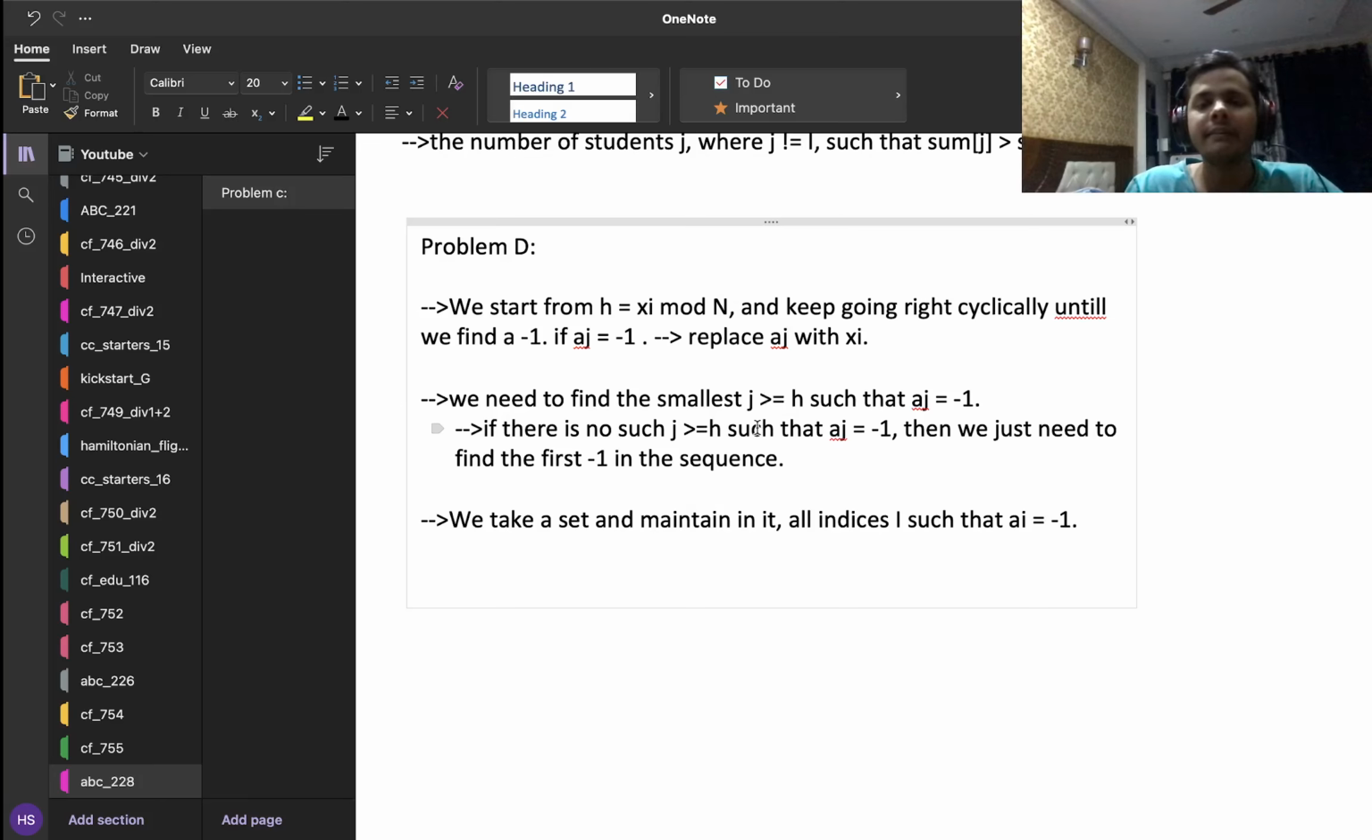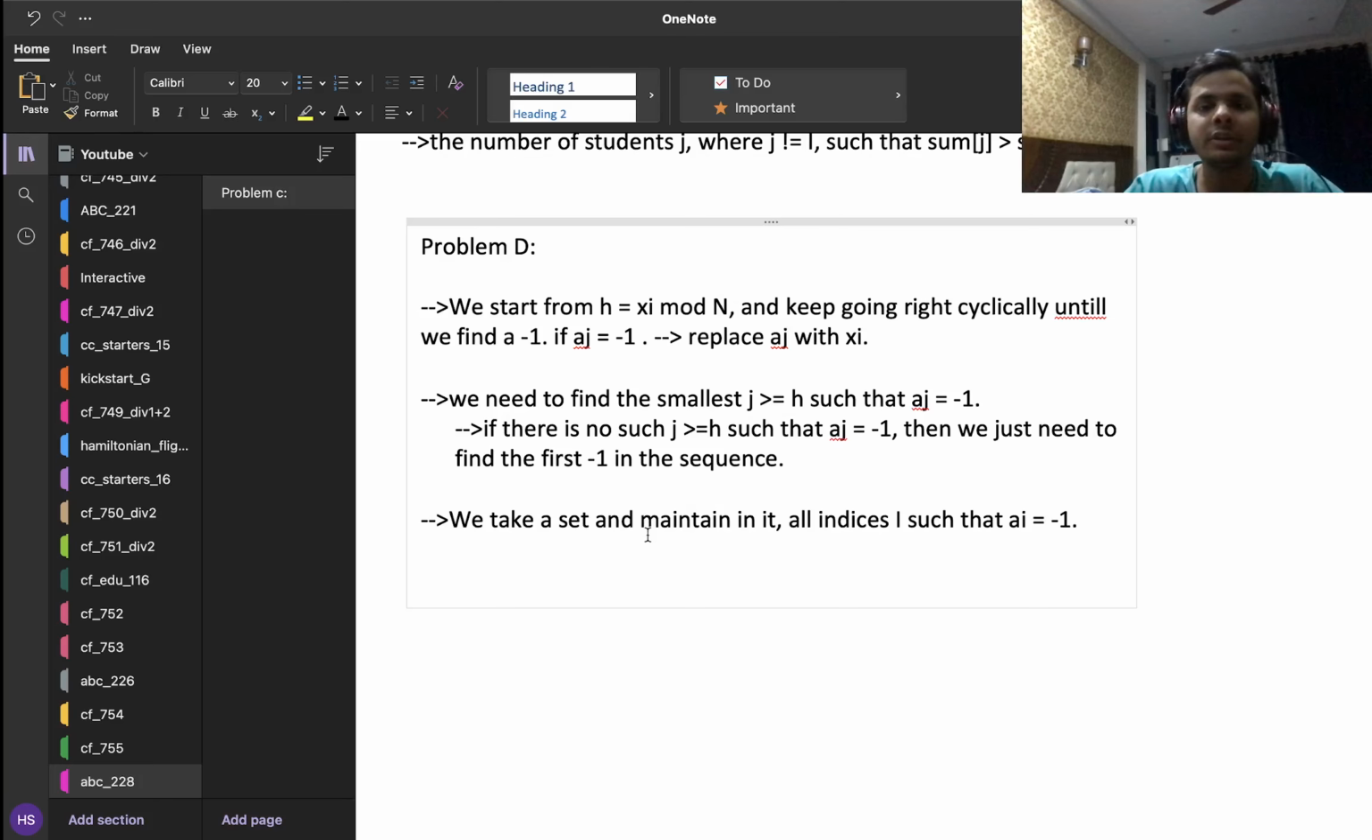So using this set we can optimize our approach, and we will find this index in logarithmic time. And once we have found the index, we will just mark its value and replace the -1 with x of I. And once we do that, we have to make sure that we erase the element from the set, because if we don't do that, then our set won't be maintained. We only need to maintain those elements which are not -1, right? So yeah, this is the solution, and this is a very important concept which you need to remember, because it comes in handy very often in competitive programming.